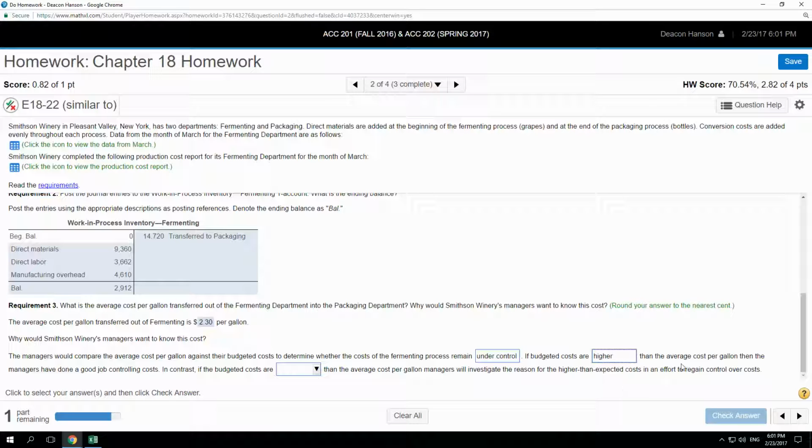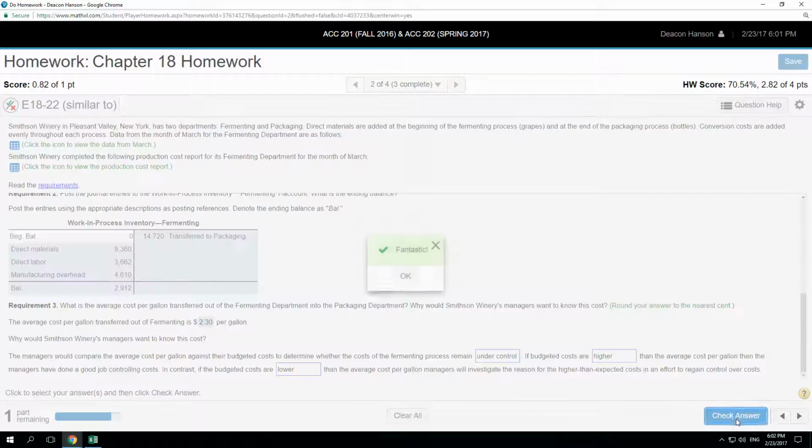Budgeted costs are higher than the average actual cost per gallon, then the managers have done a good job controlling costs. In contrast, if budgeted costs are lower than the average cost per gallon, managers will investigate the reasons for the higher than expected costs. I think we got a good answer. Fantastic.